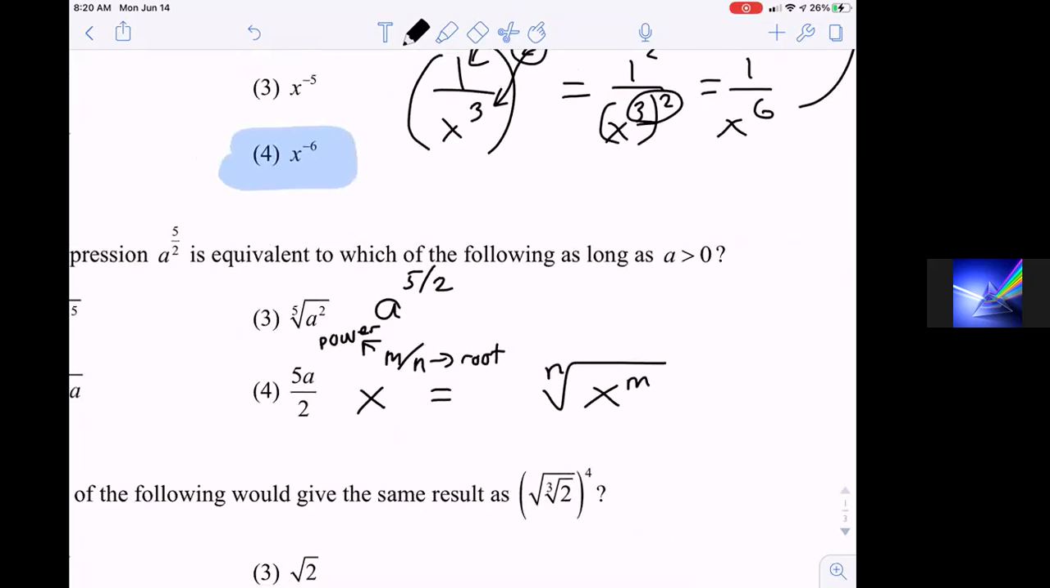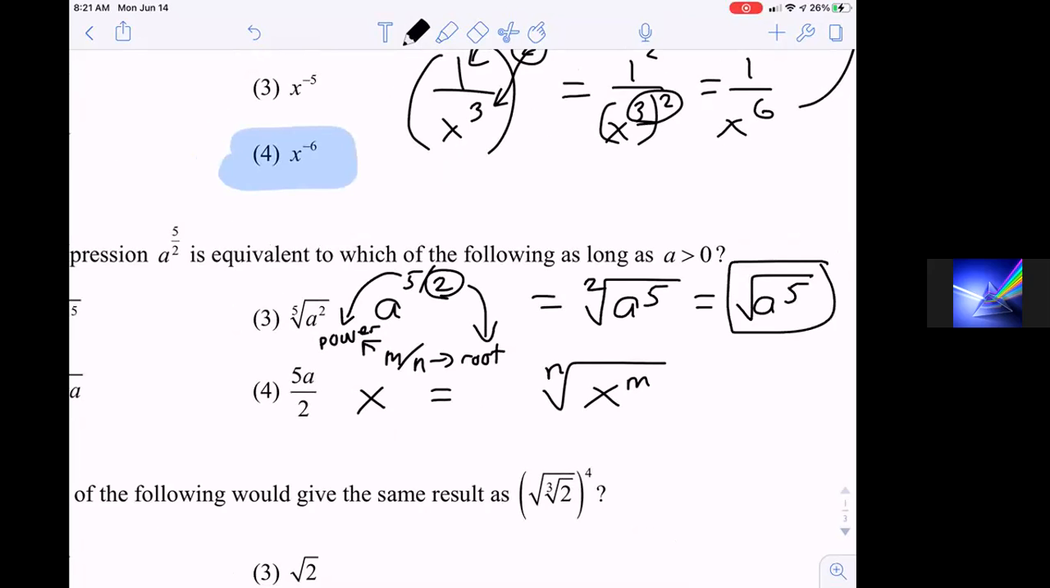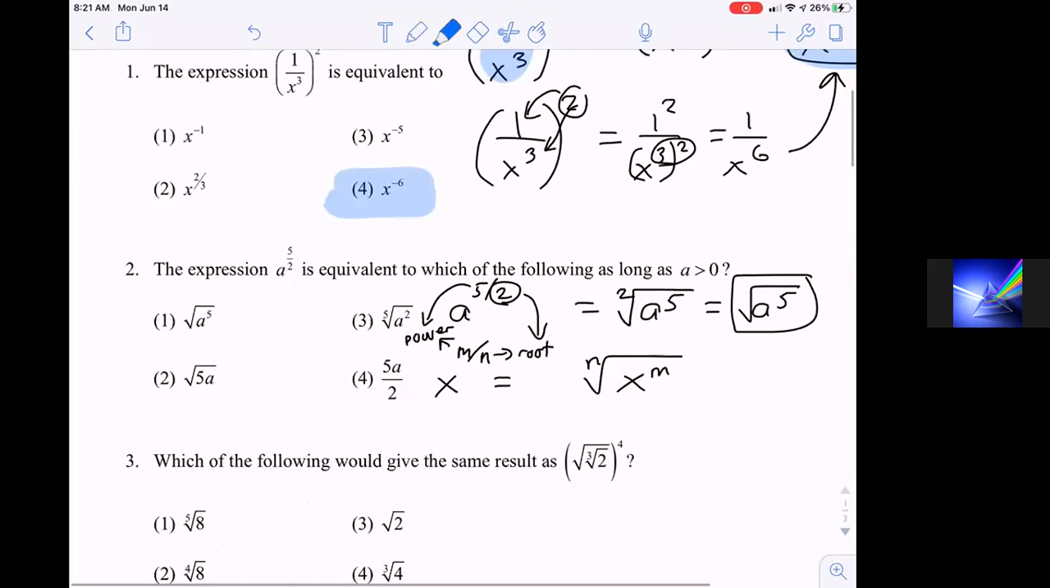Now, what's the root? 2. What's the power? 5. So this is the same as the square root of a to the 5th power, which would just be written like this. You don't need to write the 2 in there. Which would be number 1.